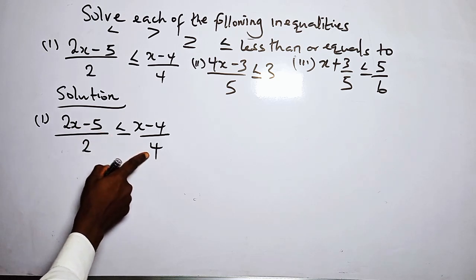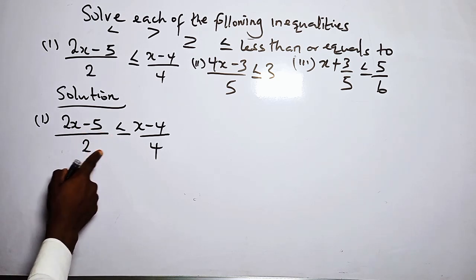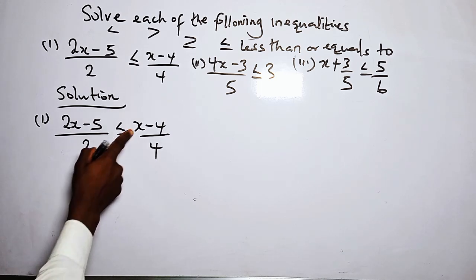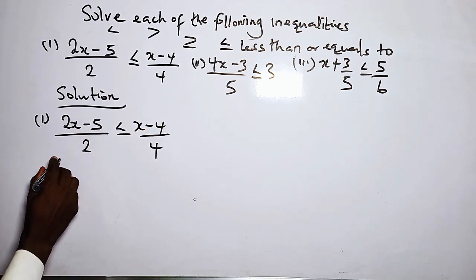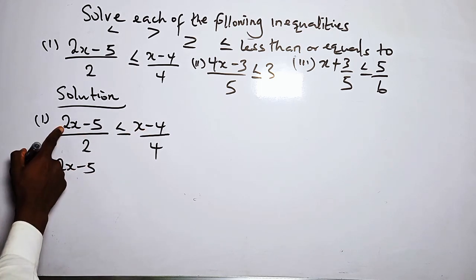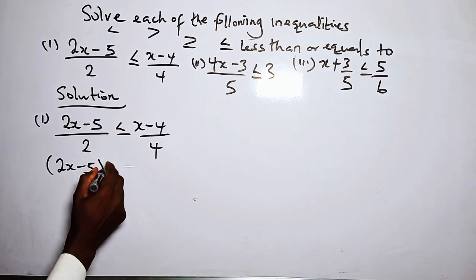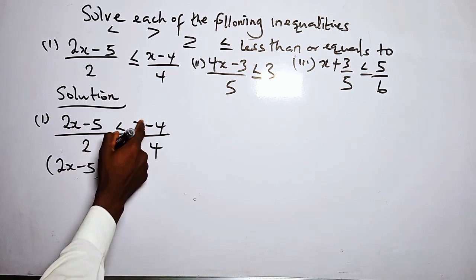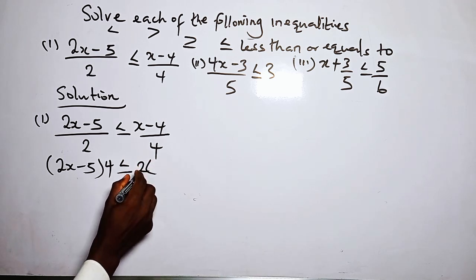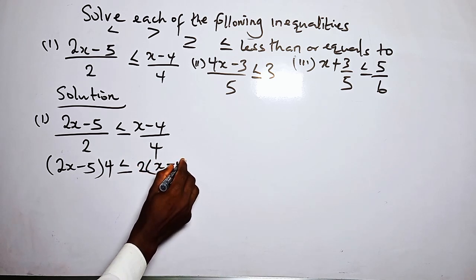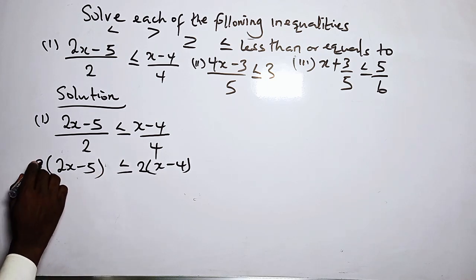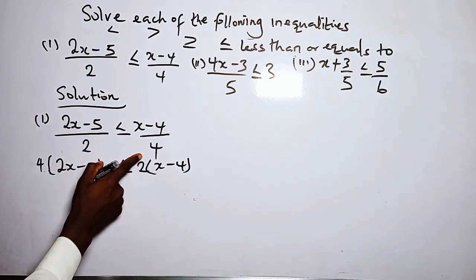We have to cross multiply as a result of this denominator. So we multiply this with this, we multiply this with this. So here we have 2x minus 5, which we multiply by 4, less than or equals, and this we multiply, we have 2 into x minus 4, into x minus 4, here we have our 4, when we cross multiply.